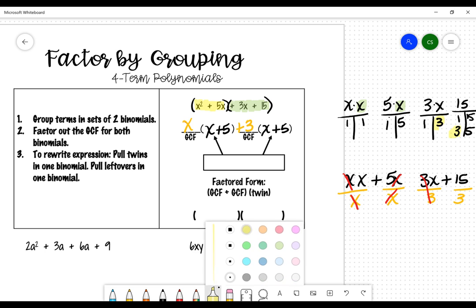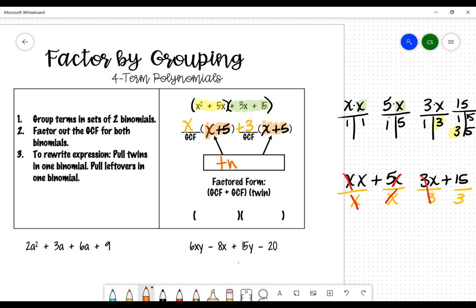If you notice, in the middle, I have twins, x plus 5 and x plus 5. I call them twins because they're the same. This twin is my common factor. So my twin, aka my common factor, gets a binomial, and what is left over gets the other binomial. So this is the factored form of x squared plus 5x plus 3x plus 15. Let's do a couple more examples.